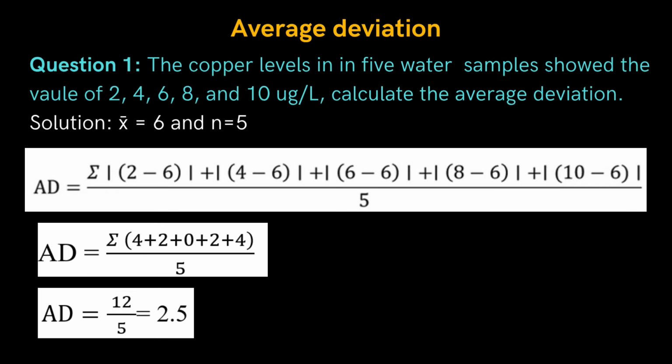Here, we will see some numerical problems to understand how to calculate the value of average deviation, AD, and to know its significance in chemical measurement. Question 1. The copper levels in 5 water samples showed the values of 2, 4, 6, 8, and 10 microgram. Calculate the average deviation. By putting the values into the equation of average deviation, we can calculate the value of AD to be 2.5 micrograms per liter of copper in the water sample. This demonstrates how AD helps in understanding the consistency and reliability of chemical measurements.